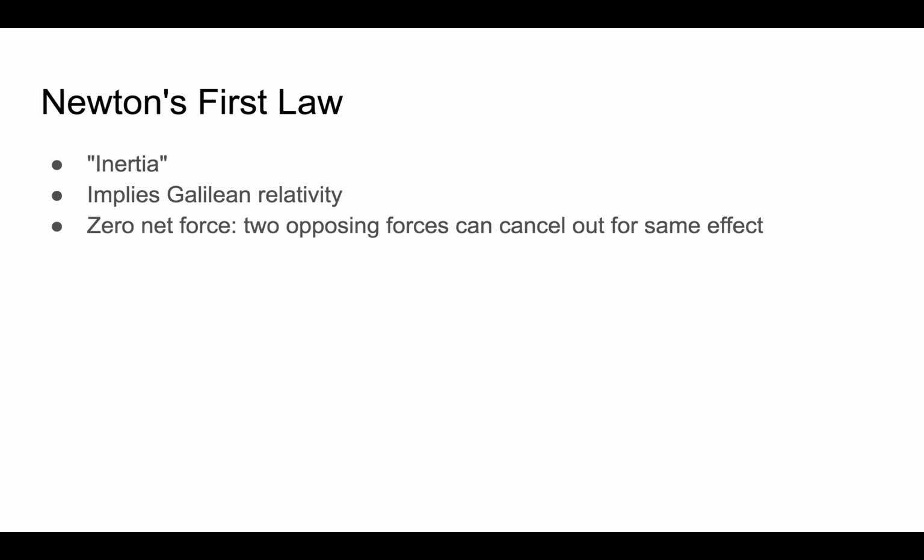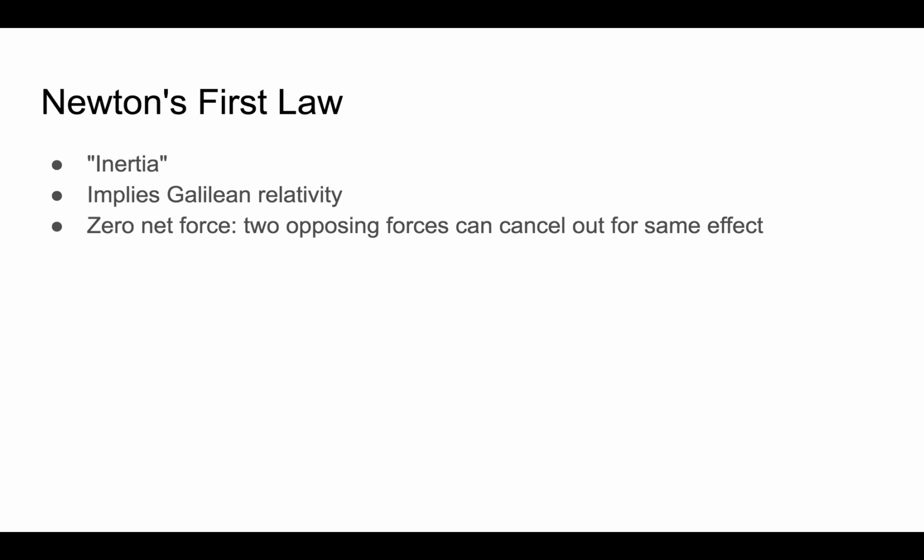And also the way that the first law is formulated implies Galilean relativity, if you remember what that is. I believe we covered it in lecture 1 or 2. But basically, notice that we're saying that being at rest and traveling at a constant velocity in a straight line are basically the same thing. That is the statement of Galilean relativity, that you can interchange between inertial frames with only a change in velocity.